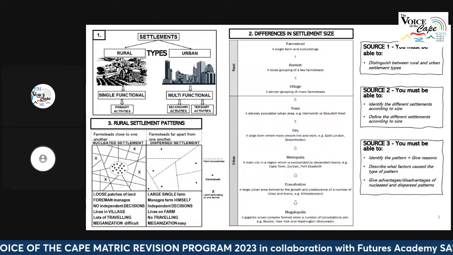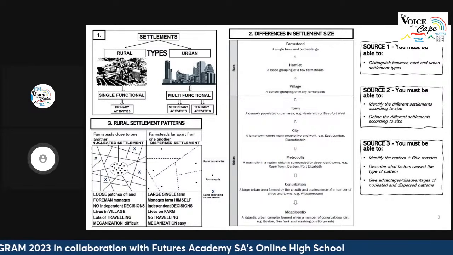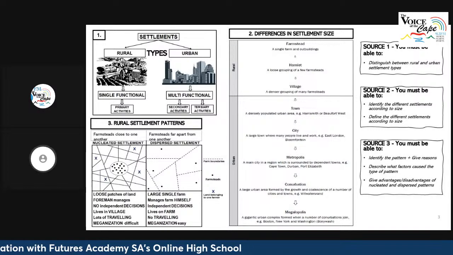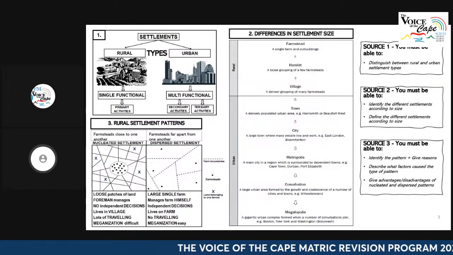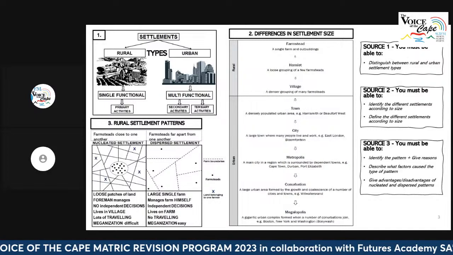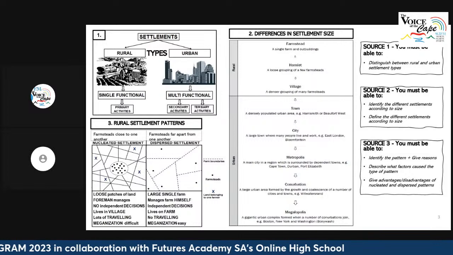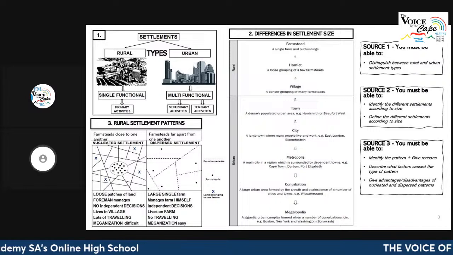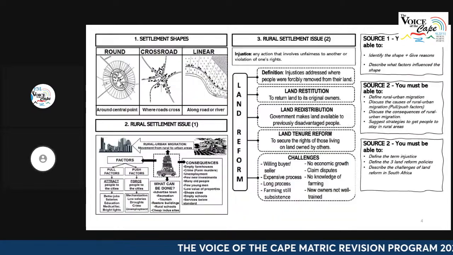Then we get the differences in settlement sizes. The only thing that you need to remember here is that it works in a hierarchy. So we start off at a farmstead, then we move to a hamlet, a village, a town, a city, a metropolis, a conurbation, and then eventually a megalopolis. So it starts at a point where there's a single dwelling and goes to a complete mega city that houses over millions of people at one go. Right? So that would be your differences.